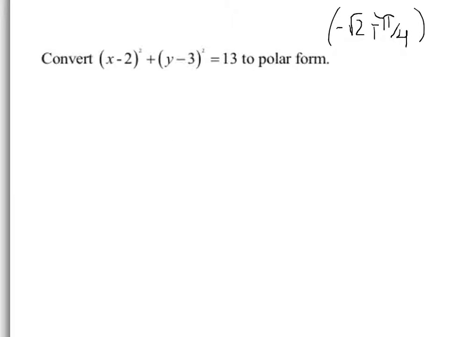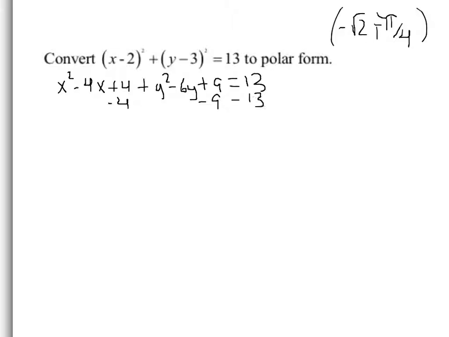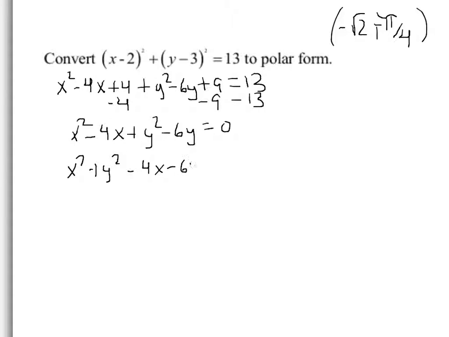All right, it says convert that to polar form. When it says convert that to polar form, we know it's a circle. We need to figure out the r here, so we need to get r equals something. So square both things, and you get x squared minus 4x plus 4 plus y squared minus 6y plus 9 equals 13. If I subtract the 4 and the 9, that's 13. So I get x squared minus 4x plus y squared minus 6y equals 0. Now I have x squared plus y squared minus 4x minus 6y equals 0.